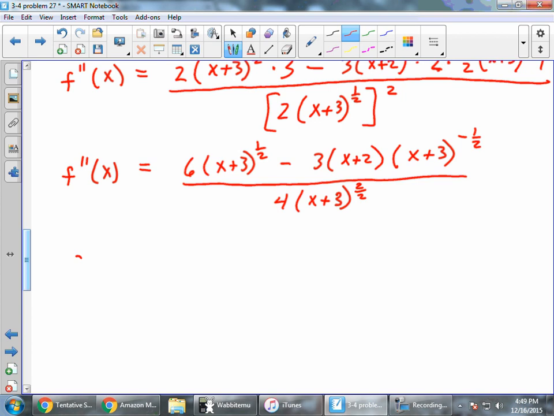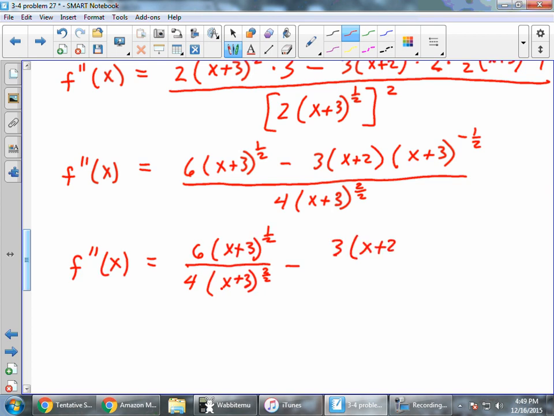So now we can say f double prime of x equals 6 times x plus 3 to the 1/2 over 4 times x plus 3 to the 2/2 minus 3 times x plus 2 times x plus 3 to the negative 1/2 over 4 times x plus 3, and again to the 2/2.